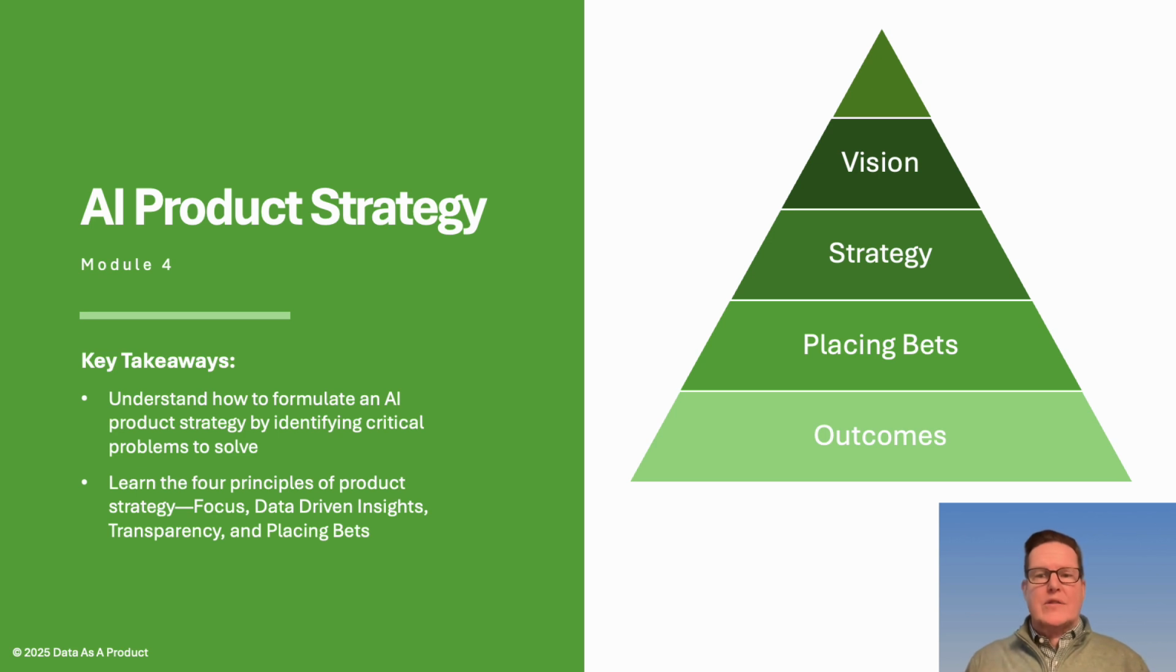Now, for AI products, this strategy is especially crucial. The products often involve emerging technologies. There's dynamic data. This creates unique challenges that require thoughtful planning and make sure that you're aligned with your organizational objectives. So by the end of this module, you'll understand how to craft and implement a product strategy that not only leverages AI effectively, but drives measurable success for your business. So let's get started.